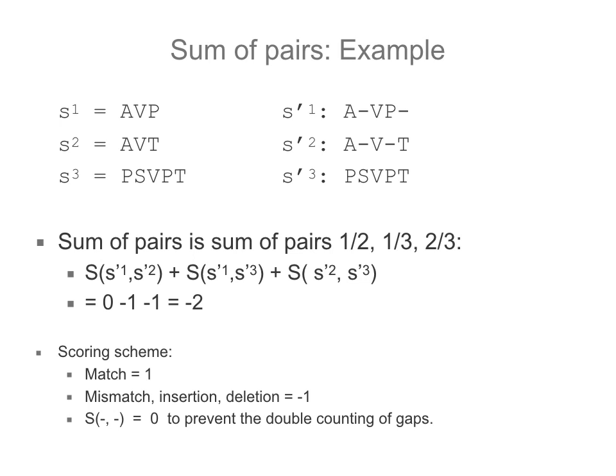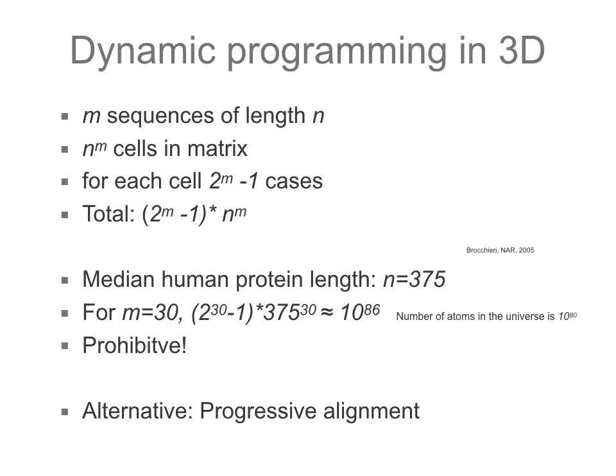Now let's consider this as we're trying to go beyond 3 sequences. Let's consider m sequences of length n. This means that the matrix we're considering has n to the power of m cells. Now, we argued already that for each cell we have to consider 2 to the power of m minus 1 cases, and this gives us a total of (2 to the power of m minus 1) times n to the power of m. Now let's make this number a little bit more tractable by putting in practical numbers.